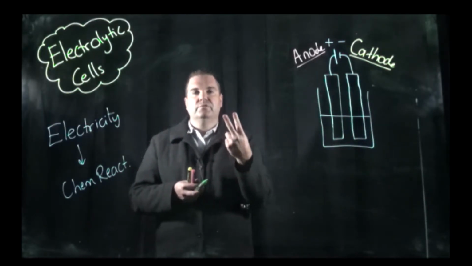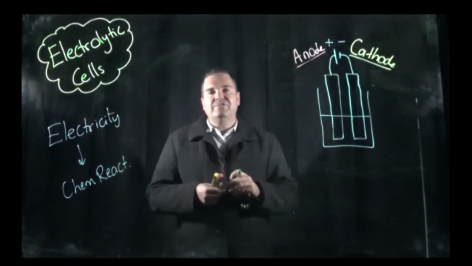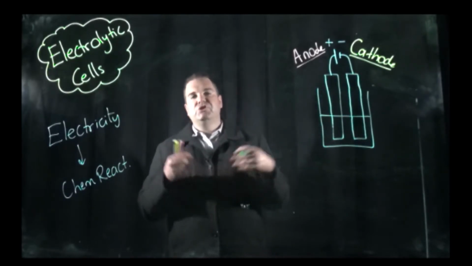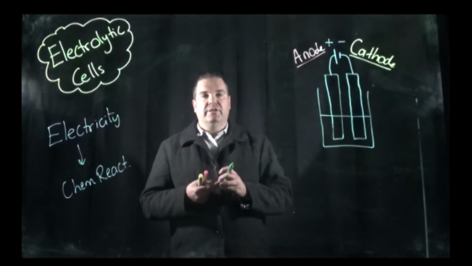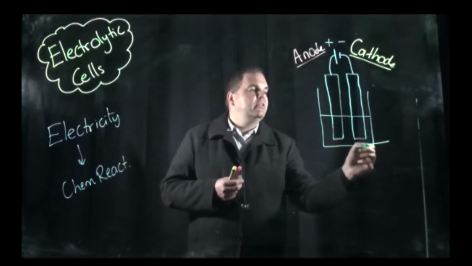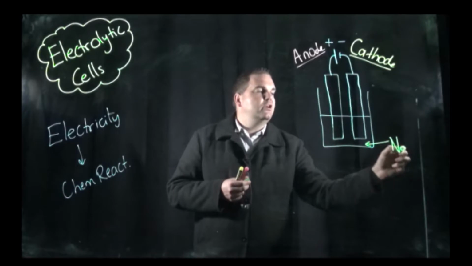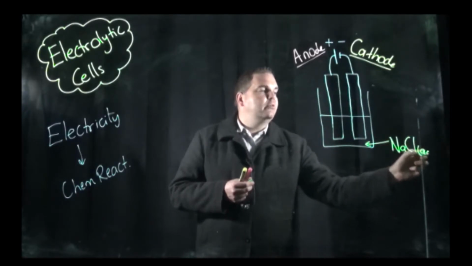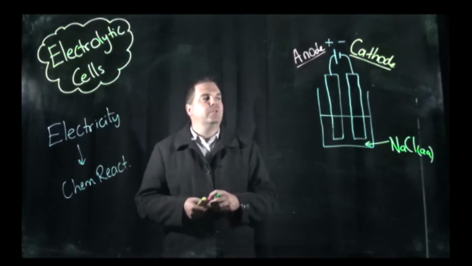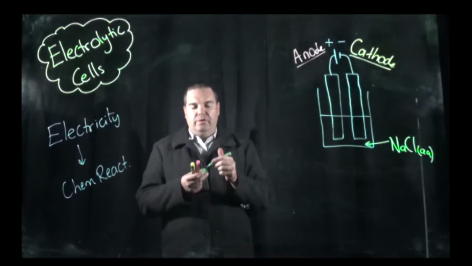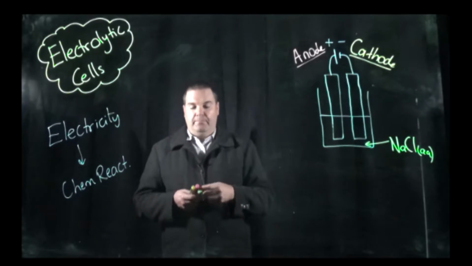Okay, 3, 2, 1. So the electrolytic cell I'm going to show you first is just a simple electrolytic cell involving some sodium chloride solution. So if we take this to be some sodium chloride, just very dilute, so we've taken a little bit of salt, we've dissolved it in the water so that it conducts electricity. Okay, we've got our anode and our cathode here. What we're going to see is bubbling at both of them.